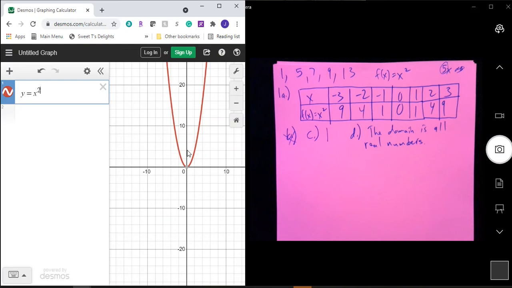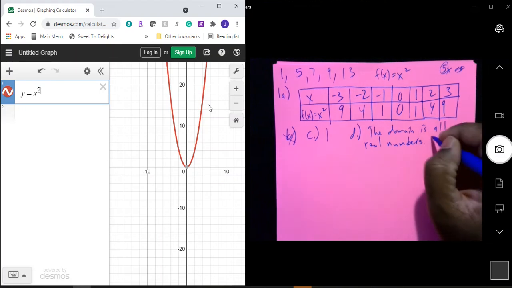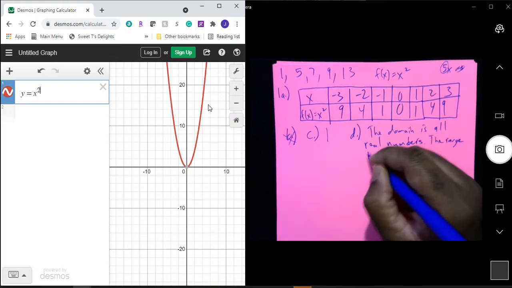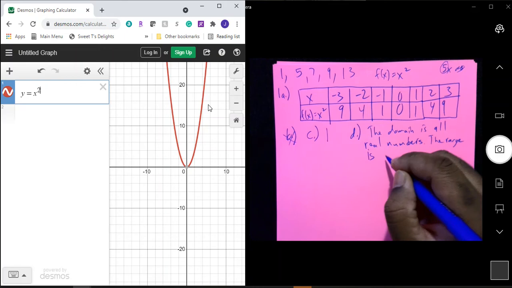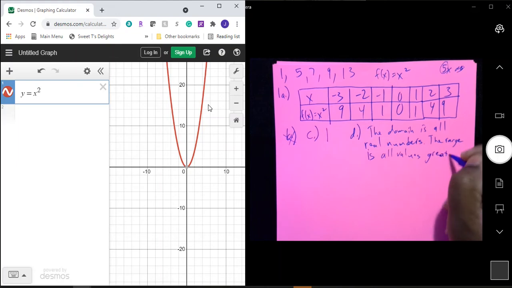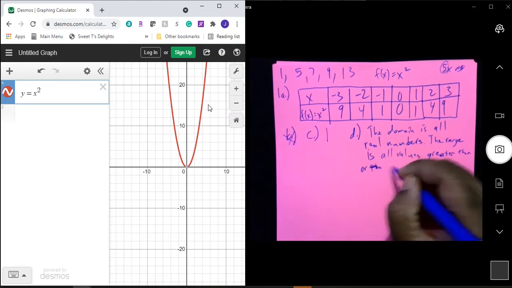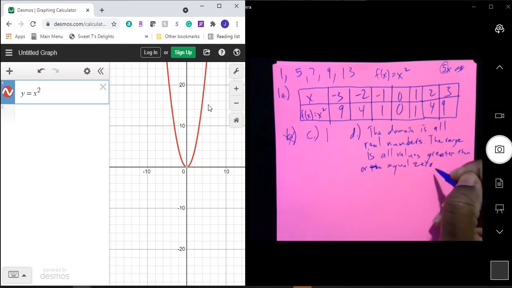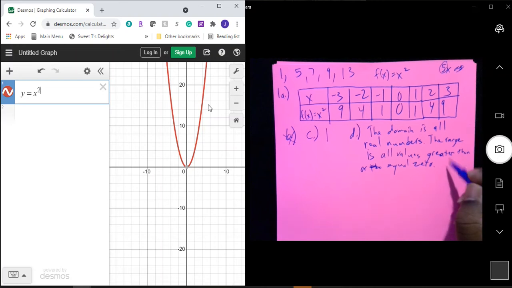Now we look at the y. We notice that the y values include 0 and all the positive values of y. With that being said, we could say the range is all values greater than, well, greater than or equal to 0. Or you could write it as an inequality: y is greater than or equal to 0. And that's for the range. That's another way of writing it.